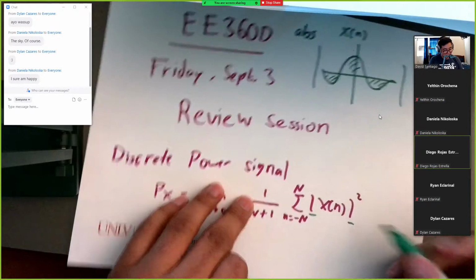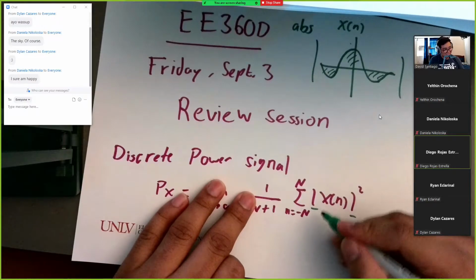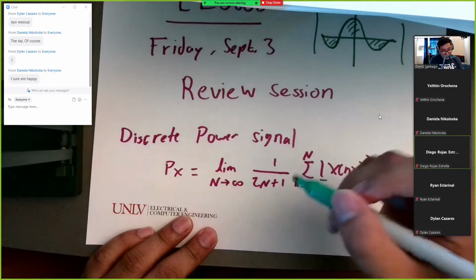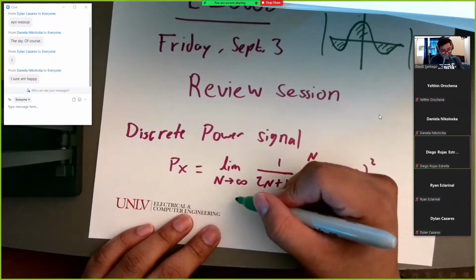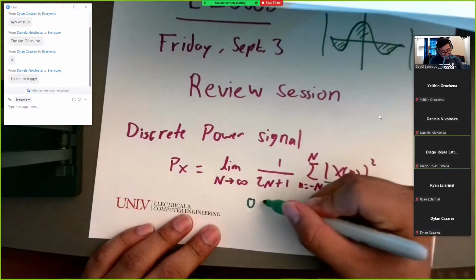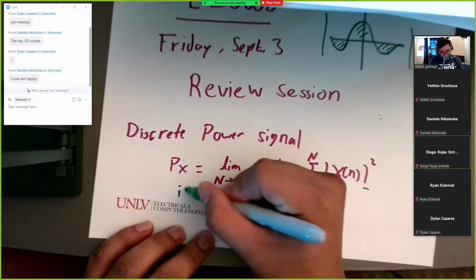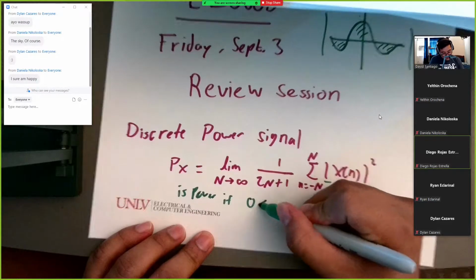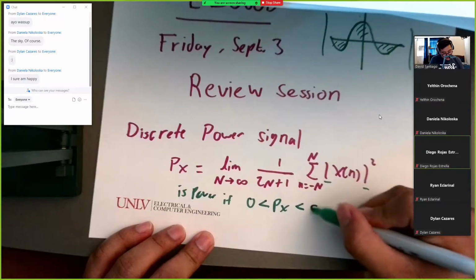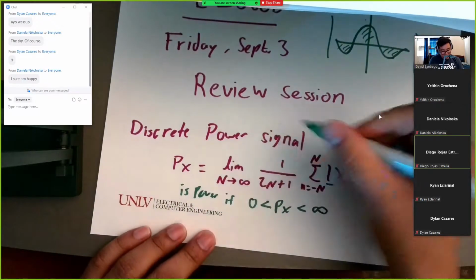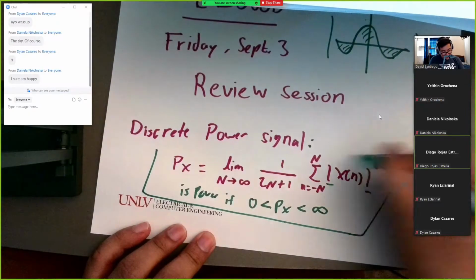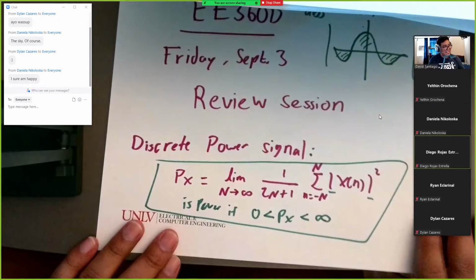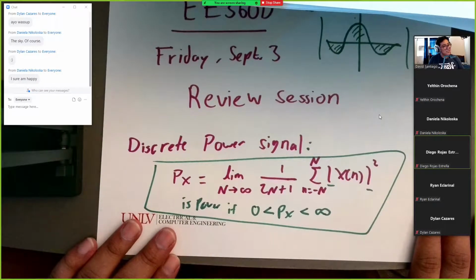So that's what I'm trying to get to you. So on your exam, do not forget these absolute values. And the full definition is: the signal x of n is said to be a power signal if it is bounded, from 0 to P of x to infinity. So that right there is your full definition. So right there, 3 points, I think. I don't know.